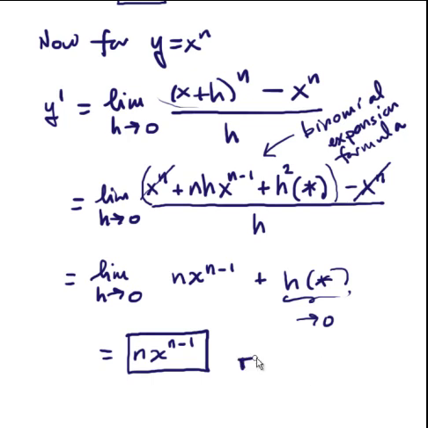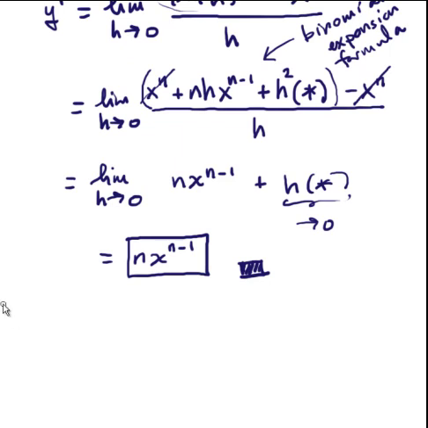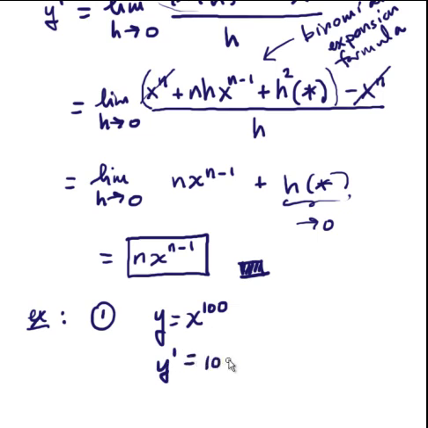Okay, so now we're ready to use the power rule together with the other rules that we had above. We'll see how we combine them in a minute. So let's start with a very simple example. Let's say y is equal to x to the 100. So y prime, bring down the 100 and subtract 1 from the exponent.